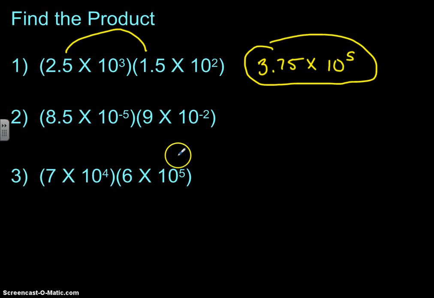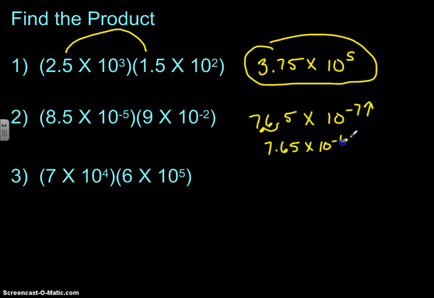Let's multiply the like parts here. Okay, I've got an 8.5 times 9. Okay, and that gives me 76.5. Put the times sign, put the 10 there. -5 plus -2 is -7. Again, I'm multiplying two things that have the same base. I just add the exponents together. Okay, the problem is this is not a number, notice, between 1 and 10. I have to fix it. I fix it by moving this decimal one place. And if I move this decimal one place to the left, I have to bump that up one. So it's 7.65 times 10 to the negative 6. Remember, negative 6 is one bigger than negative 7.